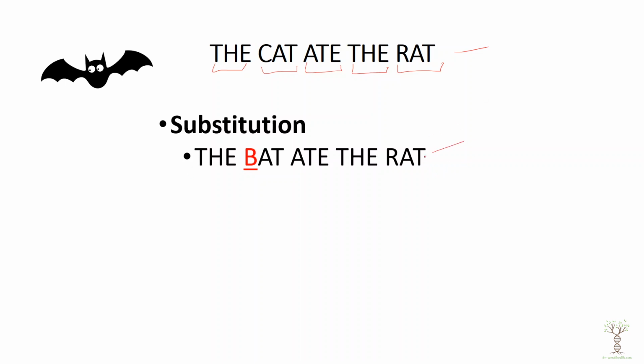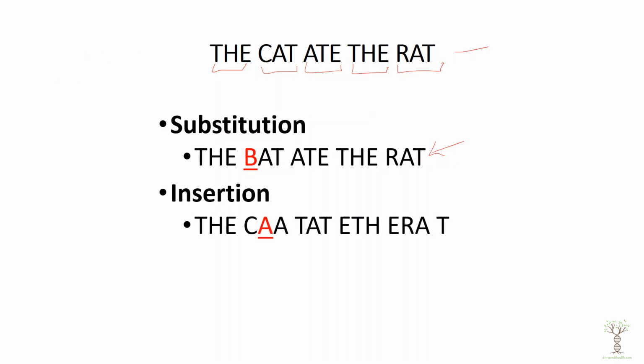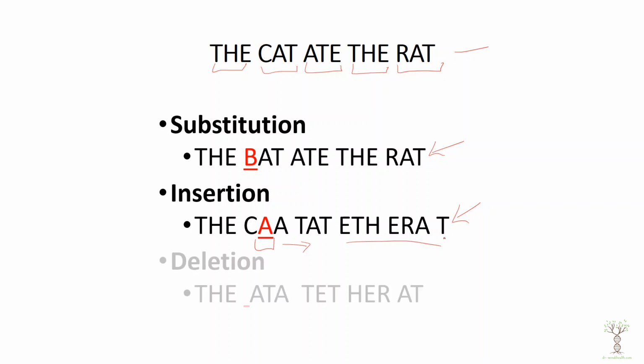Now, this could still be a functional sentence. The bat, maybe, can a bat eat a rat? Maybe. So the sentence is now different. It's wrong. It is basically the wrong sentence. It would be like the wrong protein. What if we had an insertion? Now this is wrong from that whole extra inserted letter. It shifts all the other letters, and you can see the sentence is now totally messed up.